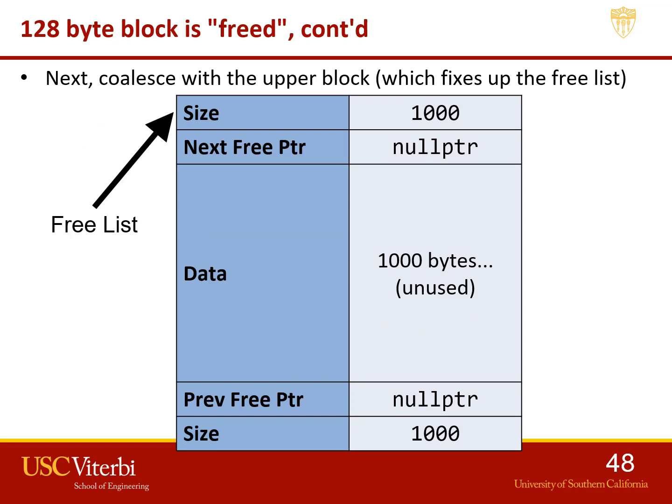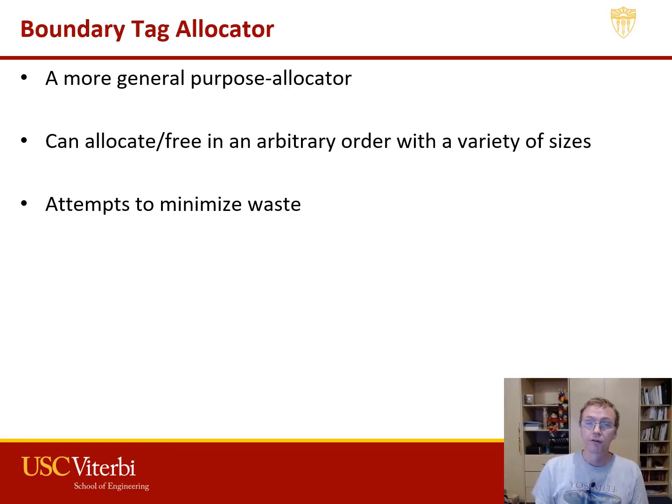But then we notice that we have two adjacent nodes still, and so we can collapse those two using the same technique. We'll collapse the 568 with the 396 and end up with now only one node left, and it's back to our original. And we have not lost any bytes in the process, and we have not caused a permanent fragmentation. So that's sort of an overview of how the boundary tag allocator works.